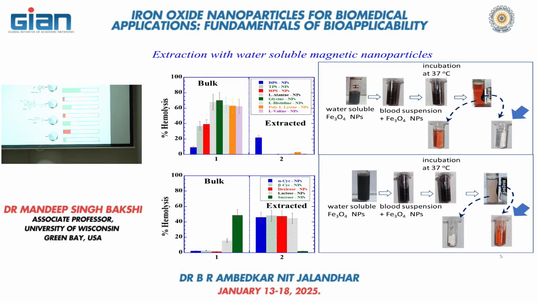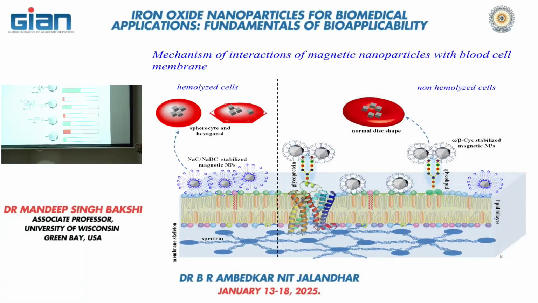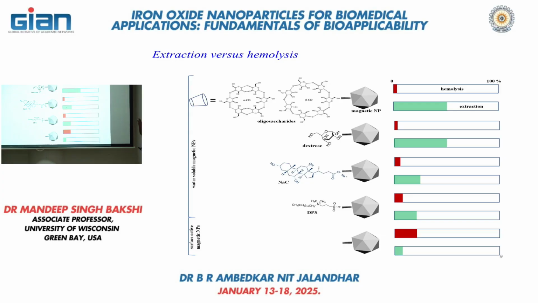Okay, here is the summarization. So summarized all different kinds of magnetic nanoparticles we use. Extraction versus hemolysis. We want least hemolysis, maximum extraction. That is the meaning of the usefulness of the methodology we are producing. We want that least hemolysis being induced, and we want the little number of blood cells are broken, but most of the blood cells are extracted.